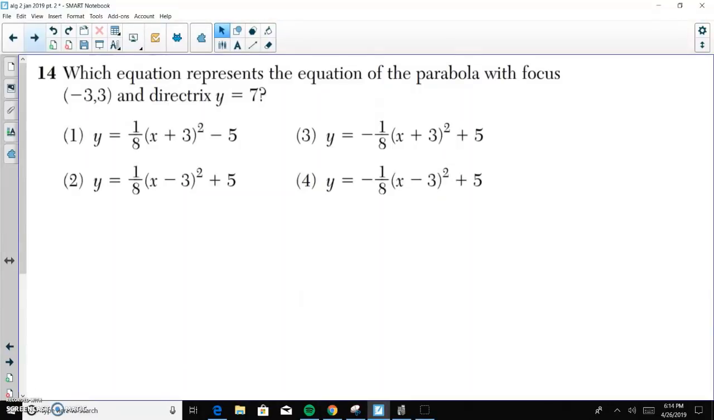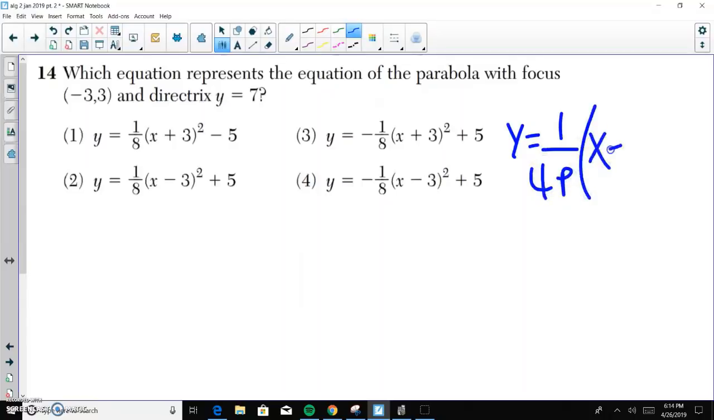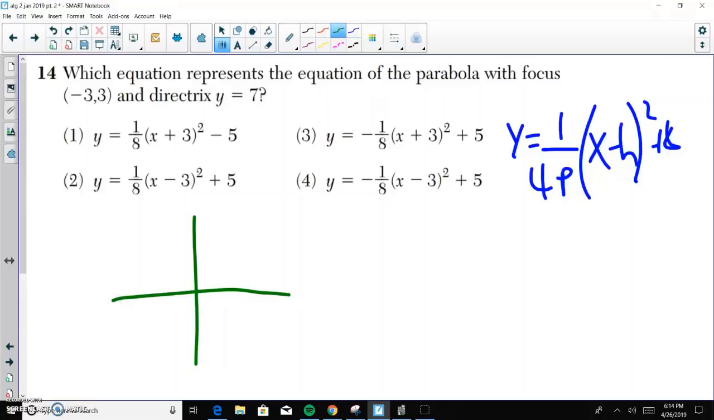Which equation represents the equation of the parabola with focus (-3, 3) and directrix y equals 7? So there's a formula that we're going to have to know for this problem. The formula is y equals 1 over 4p, parentheses, x minus h, squared, plus k. So the first thing we should do is draw it out. So just make any graph on your paper and plot the focus and directrix.